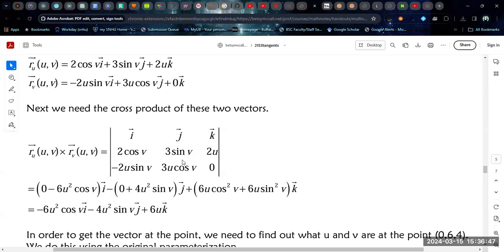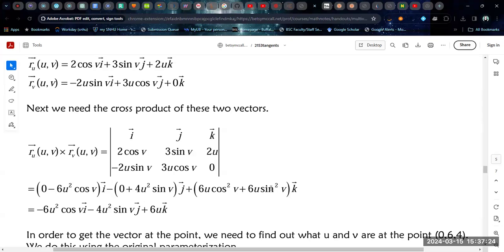And so now we have our two derivatives, and we're going to need to take our cross product. So we set up our cross product determinant. In the i component, we're going to have 3 sine v times 0 minus 2u times 3u cosine v. So we're going to get minus 6u squared cosine v. And then in the j component, remember there's a minus sign out front. This is 2 cosine v times 0, and then 2u times minus 2u sine v, but we're subtracting, so that becomes a plus. And then the minus sign out front makes it minus again.